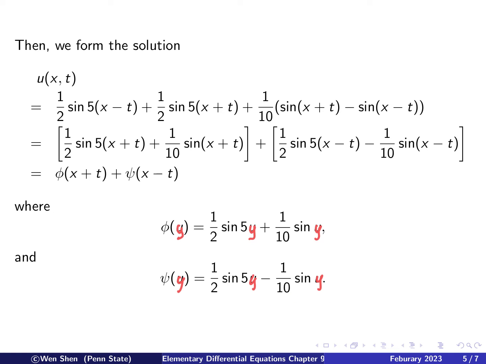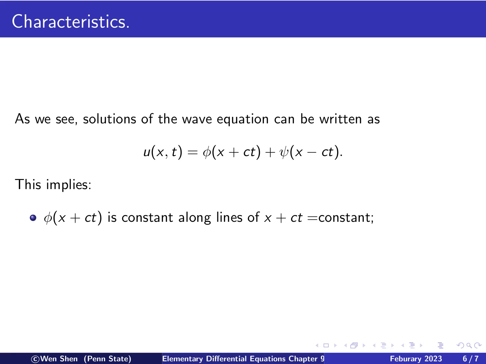Okay, so we see that in this solution, we can manipulate the terms and express it as two functions. One depends on x plus t, one depends on x minus t. Now let's make some further observation and introduce the concept of characteristics, which will be discussed further in the next video. We see that the solution of the wave equation can be written as the sum of two of them.